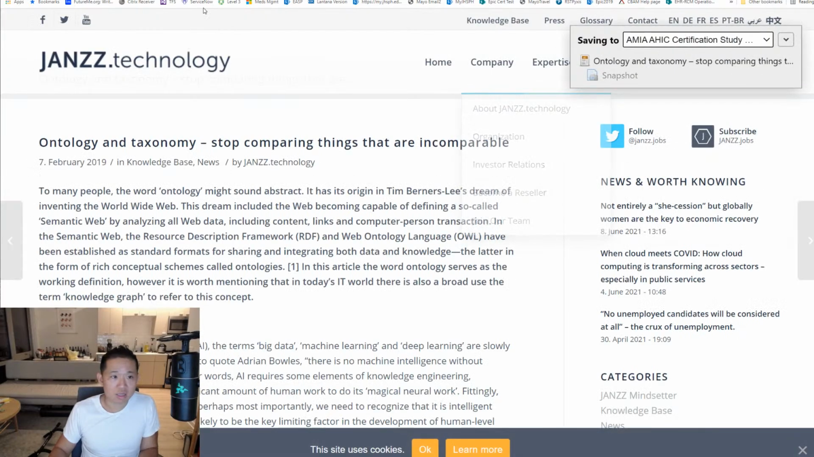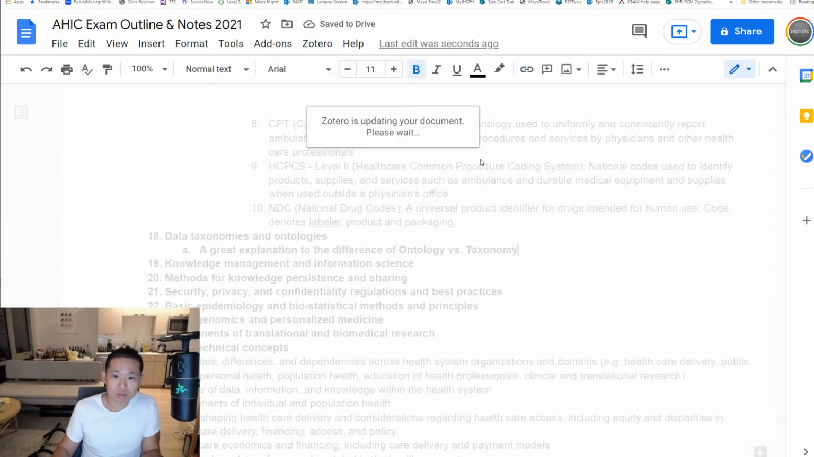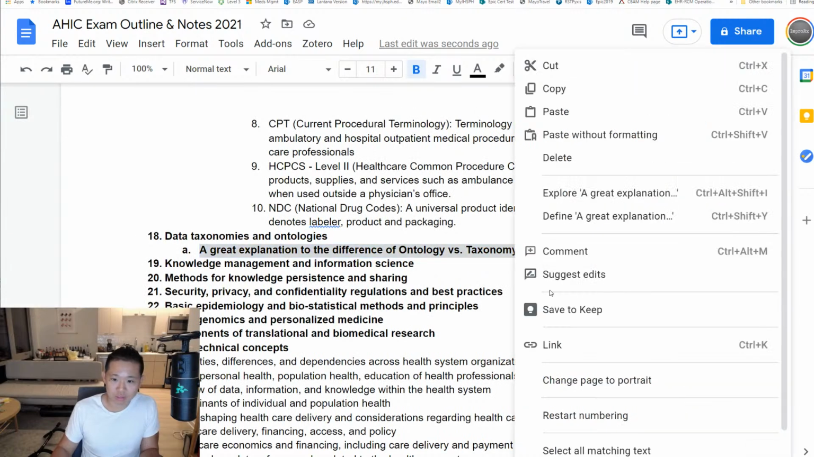Oops, that's not what I want to do. Go back to here. I'm going to use this as the definition of the difference of ontology versus taxonomy, even though it's a great explanation. Let's go ahead and cite this in there. Link this, and then maybe I'll copy one of the examples because this was a really great read.